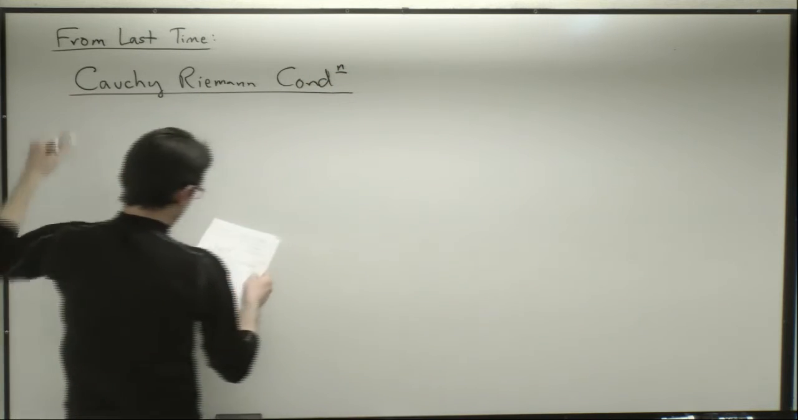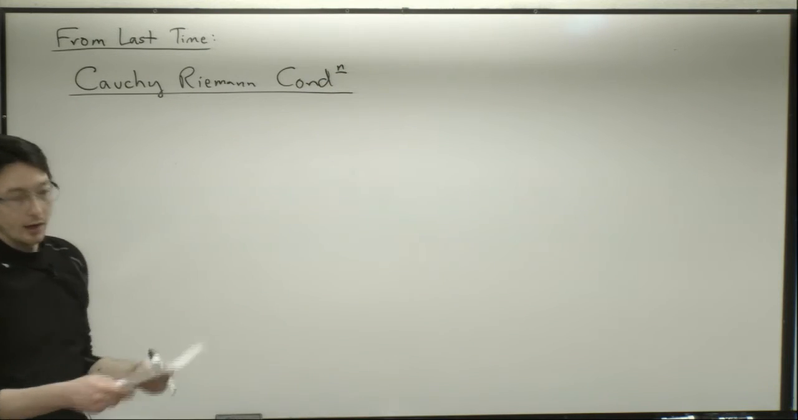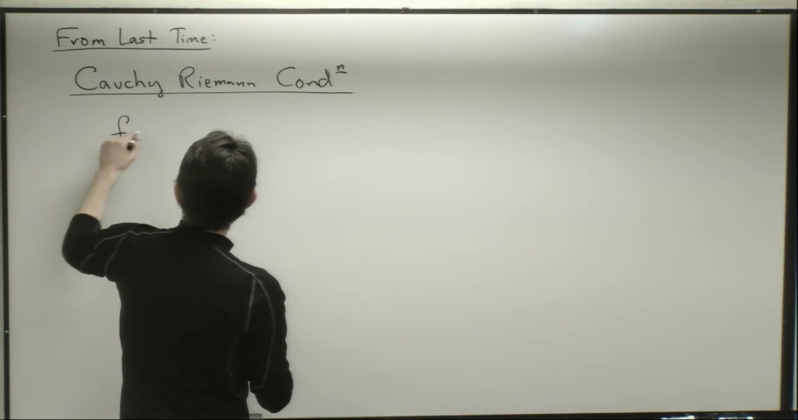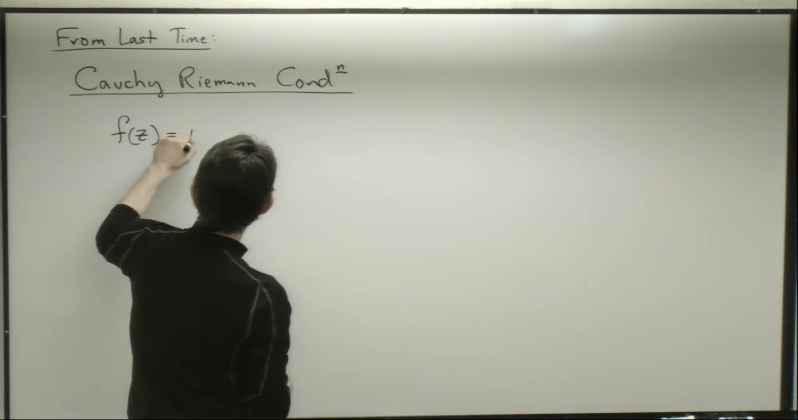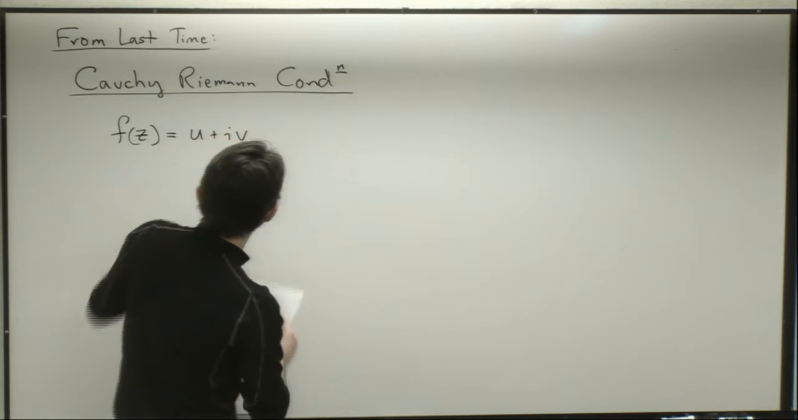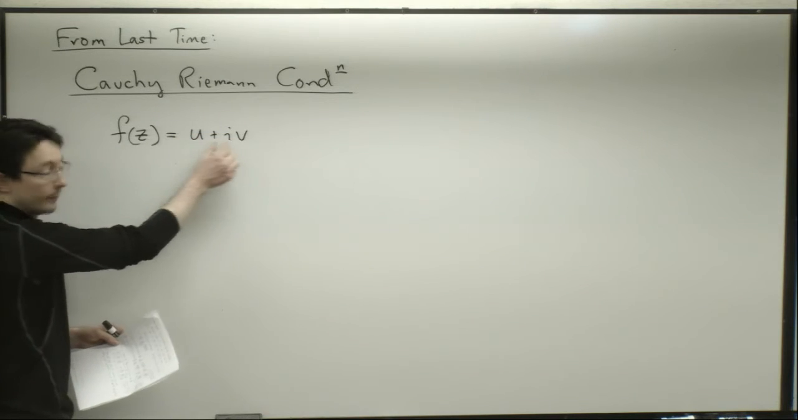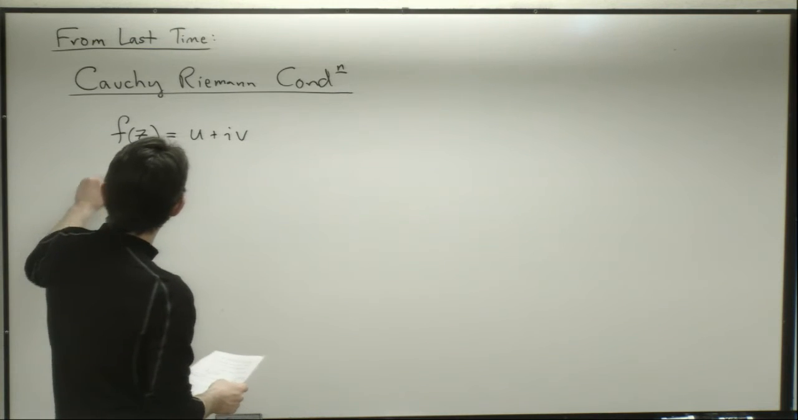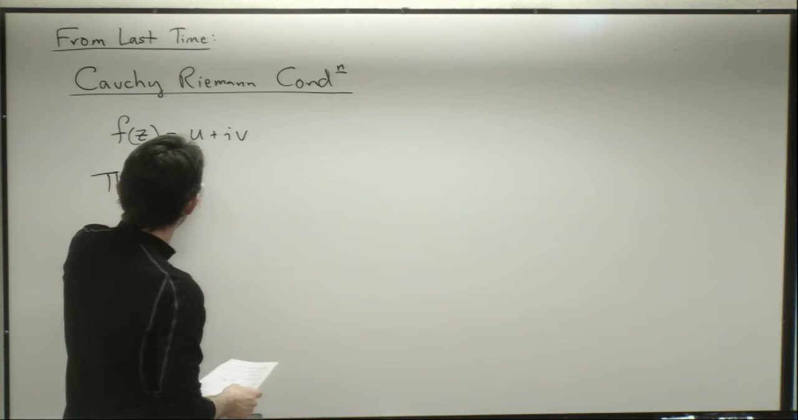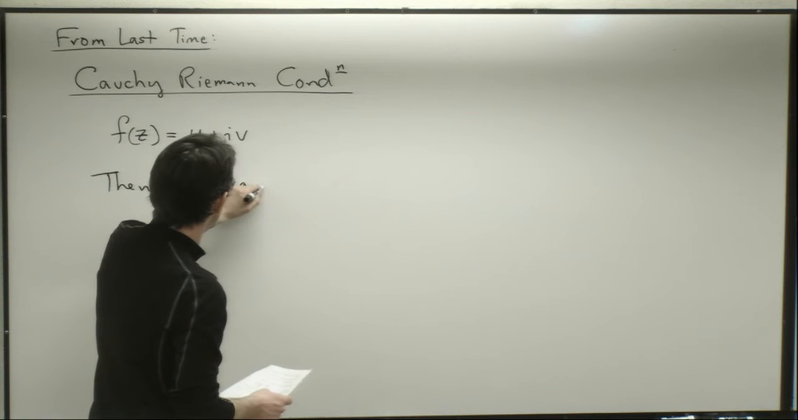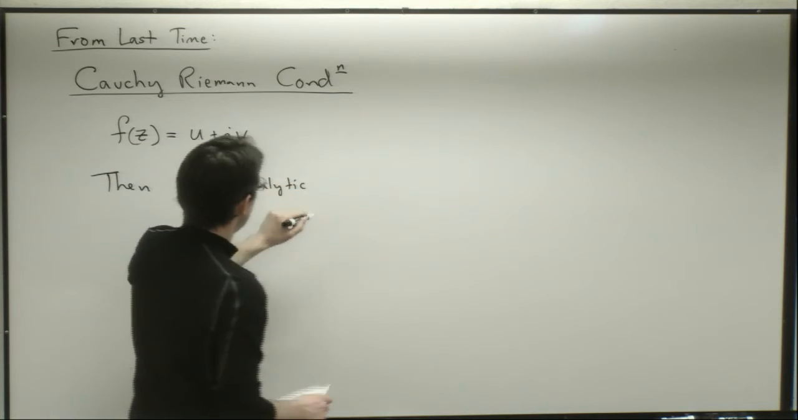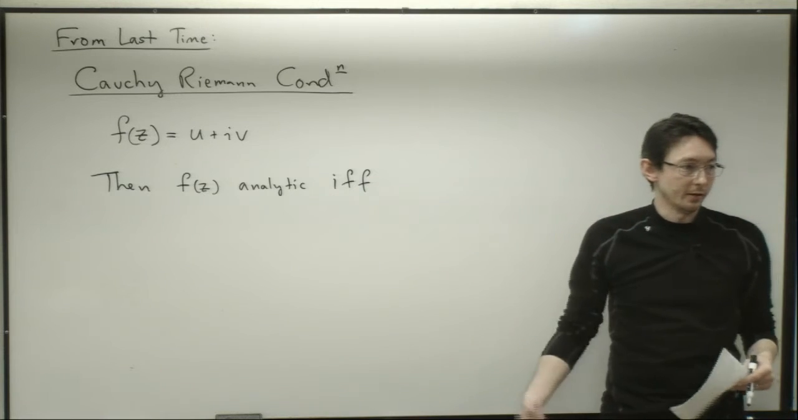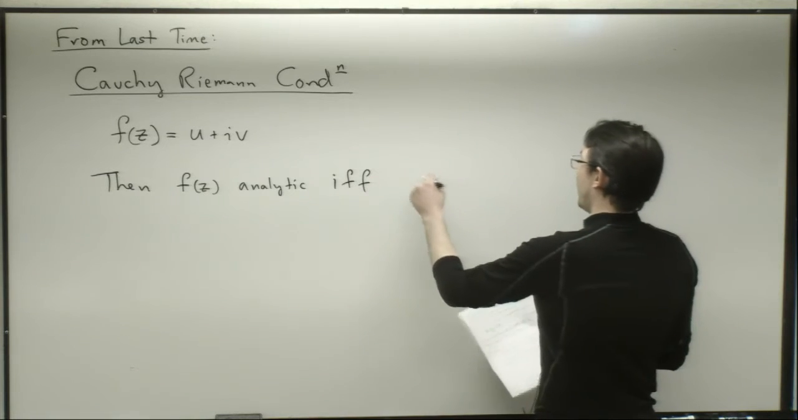And these Cauchy-Riemann conditions tell you when a function is going to be analytic. Okay, so if I have f of z equals u plus iv, where u is a real valued function and v is also a real valued function, then f of z is analytic if and only if the following conditions hold.